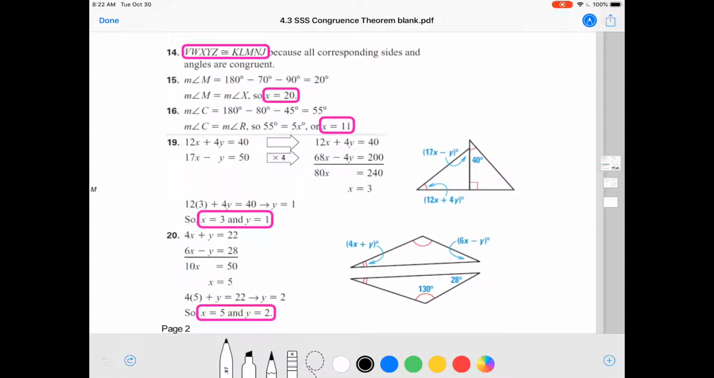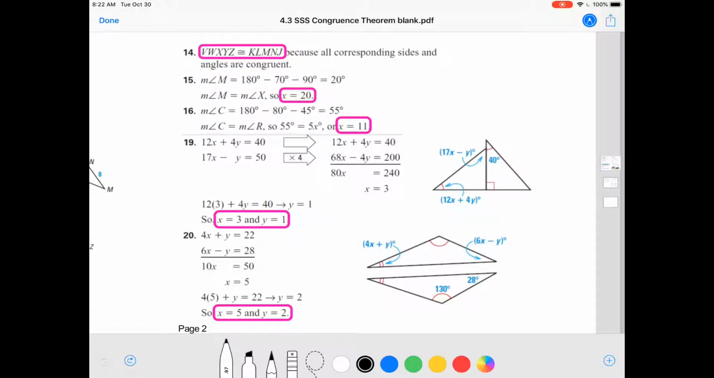Here's the second part. One thing I want to say about 19 and 20, I knew that you would struggle a little bit, but what I want you to check is to see, did you get these equations set up? Did you know that this 12x plus 4y would have to equal 40? And did you figure out that this little guy is 50? And so then 17x minus y equals 50. That's what I'm looking for mostly, to make sure that you have the geometry part set up right.